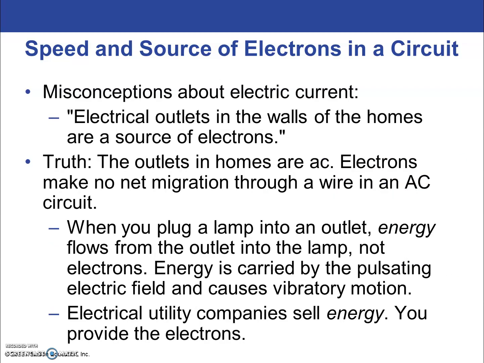Another misconception: electrical outlets in the walls of homes are the source of electrons. Remember that our outlets provide AC power, and AC power does not actually move electrons. We don't have any net displacement, so we're not getting electrons out of an outlet. Rather, it's the energy that's being carried through. The energy comes out of the outlet and into your lamp or your toaster or your laptop or whatever it is that you are using.